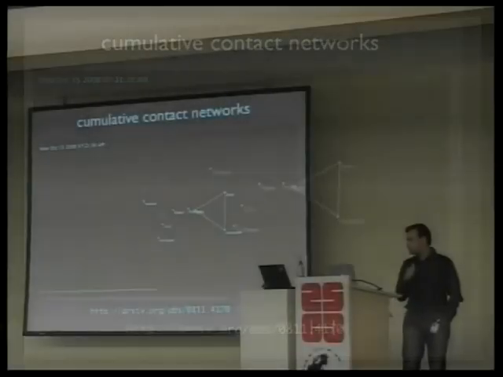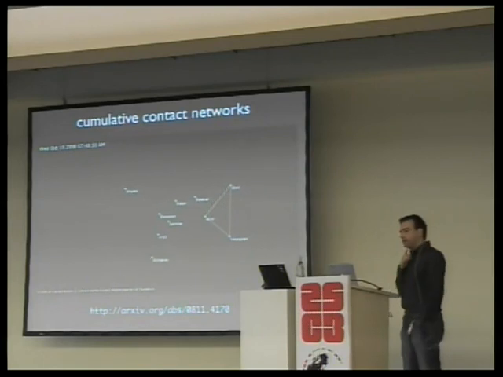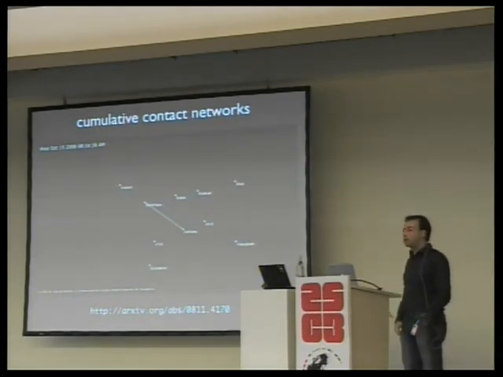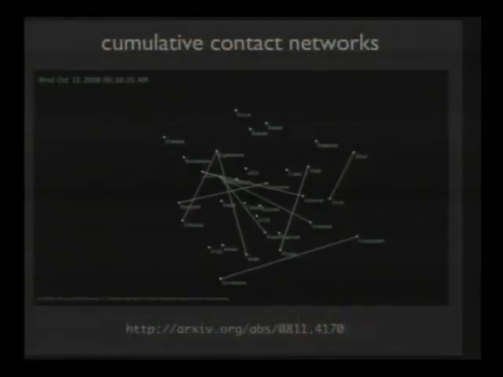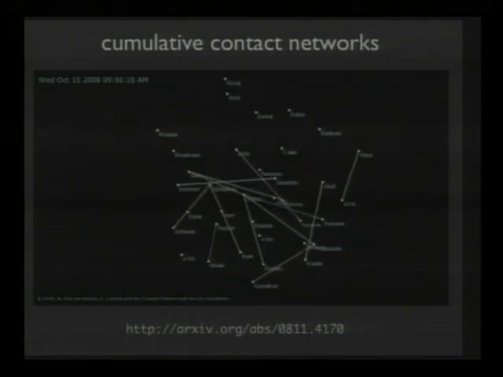And then the last thing that I want to show you is the cumulative contact network. This is the historical network that you can see in the view on your clients. In this case, two nodes are connected if they have spent time together, and the strength of the connection depends on how much time they spend together.